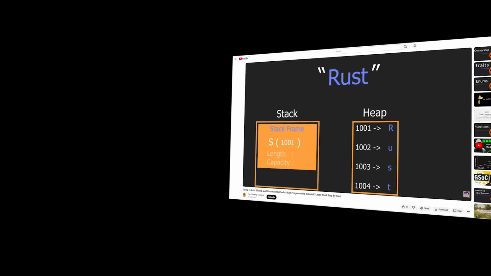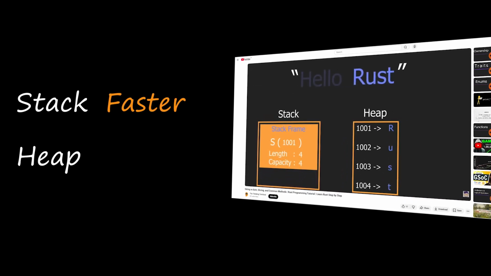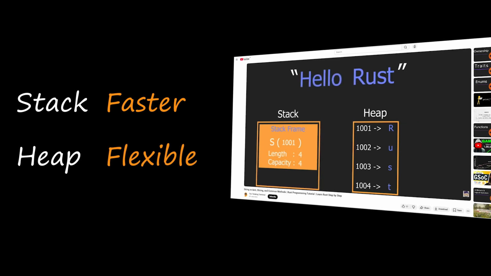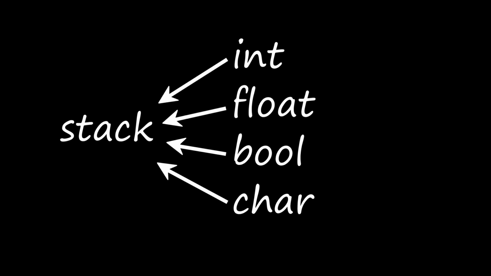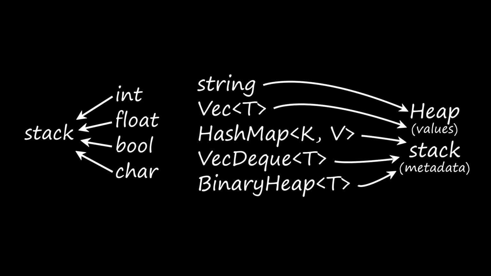In that video, we spoke about how stack memory is faster but heap memory gives you more flexibility in storing data. All fixed-sized primitive data types store their values on the stack, whereas dynamic collections store their metadata on the stack and their actual contents on the heap.